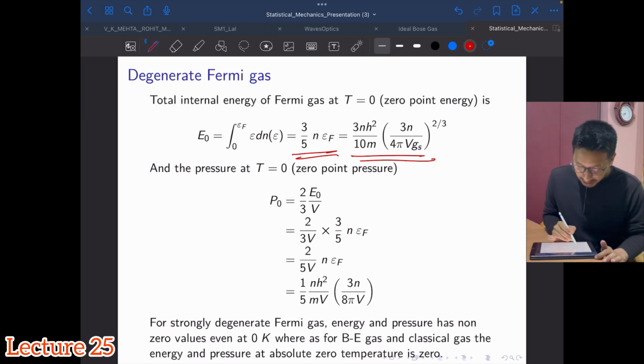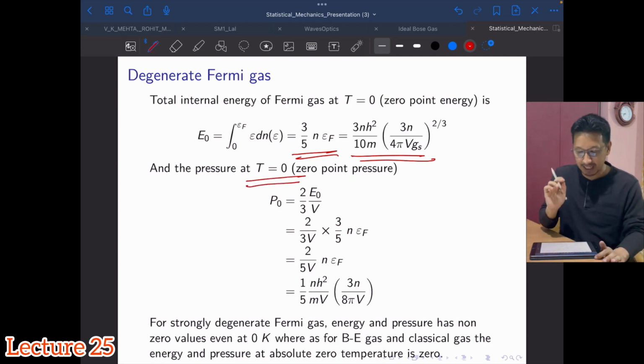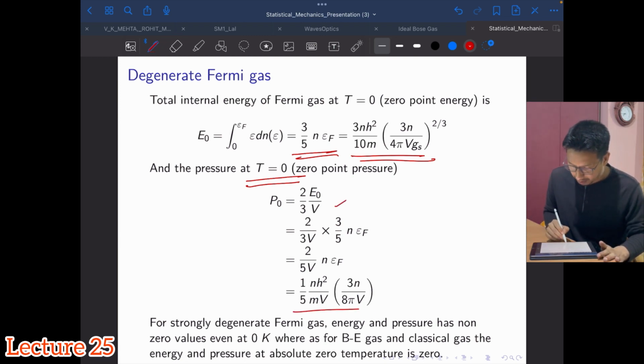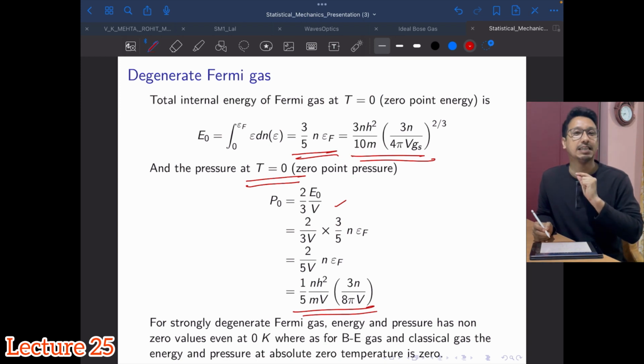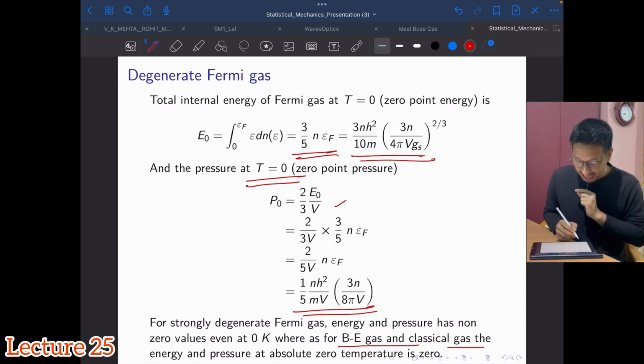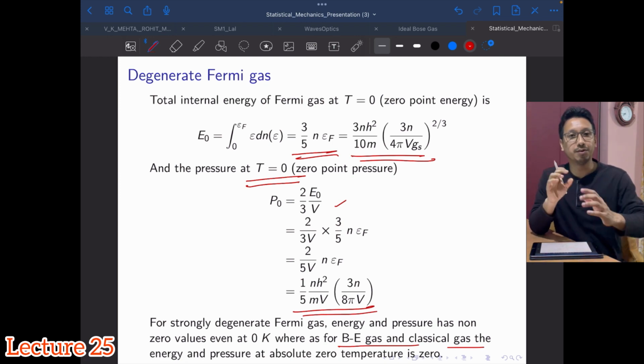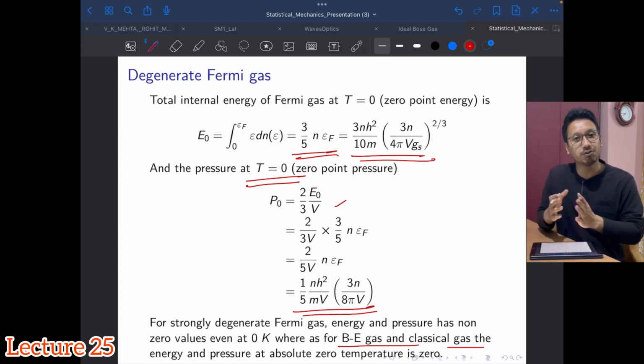Now similarly, from the expression of this energy, you can calculate the pressure at absolute 0 temperature, following the same usual steps. I will remain with this expression. So for a strongly degenerate Fermi gas, energy and pressure have non-zero values even at 0 Kelvin. This is one important part, a unique feature of the Fermi gas, whereas for the Bose-Einstein and classical gas, energy and pressure at absolute 0 temperature is 0. So fermions are unique.